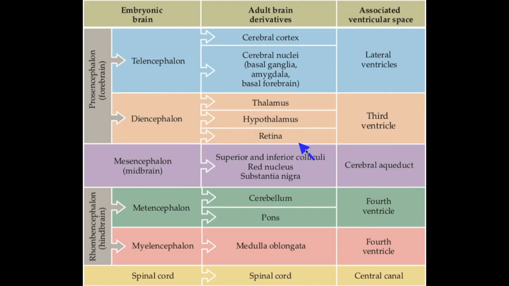Okay, so there's this chart that a lot of textbooks like to show that explain where structures in the adult come from embryologically, and it's a terrible chart, and I'll explain why.